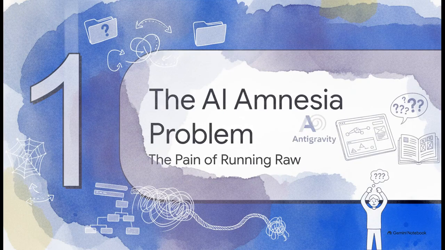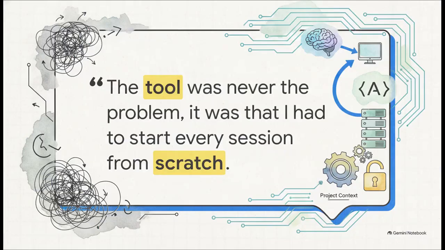So part 1, the AI amnesia problem, or the pain of running raw. You open Antigravity, you load up your project, and start chatting. But then you have to repeatedly explain your folder layouts, your naming conventions, what your project goals are, every single time. It's exhausting, right? Especially if you're like the author of our source material, Nolan Jonker. He uses Antigravity for non-code tasks like UI design and managing his Obsidian vault.